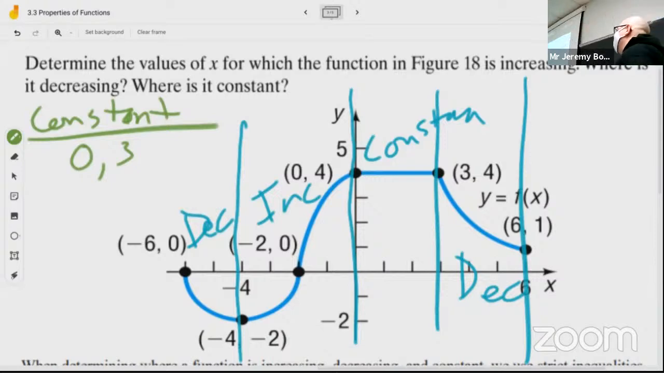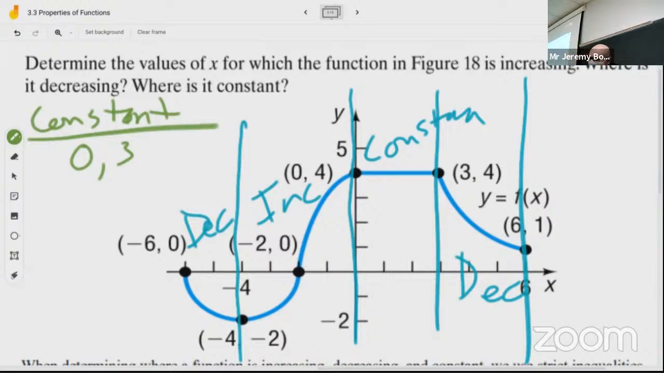All right, here's the kind of controversy that we currently have going on. Do we want to include the 0 and the 3 by putting brackets, or do we not want to include the 0 and the 3 by putting parentheses? Why do you say include? Because it's a closed circle. The closed circle just means that that is part of the function. It means that that value is defined: when x is 0, y is 4.